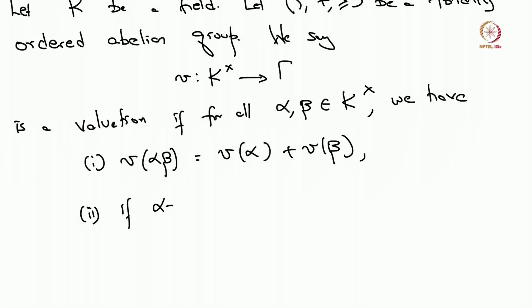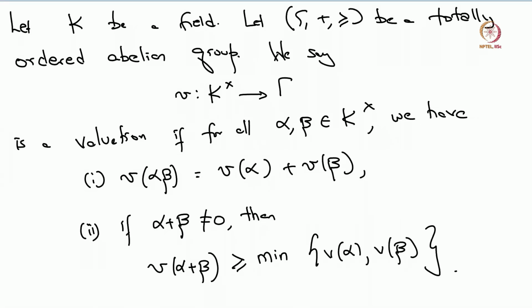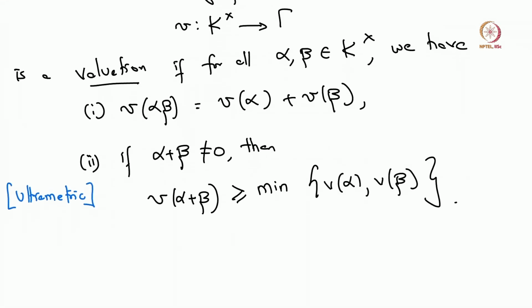And if it happens that alpha plus beta is not 0, then it belongs to k star and I can look at its valuation. This is larger than or equal to the minimum of V alpha comma V beta. So a function from k star to gamma is called a valuation if it satisfies properties 1 and 2. And the second property is often called the ultrametric property. So this function V is called the valuation.